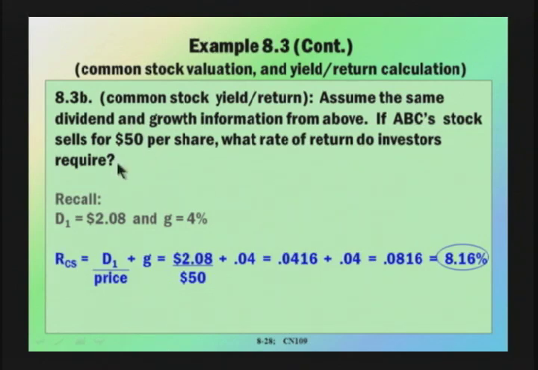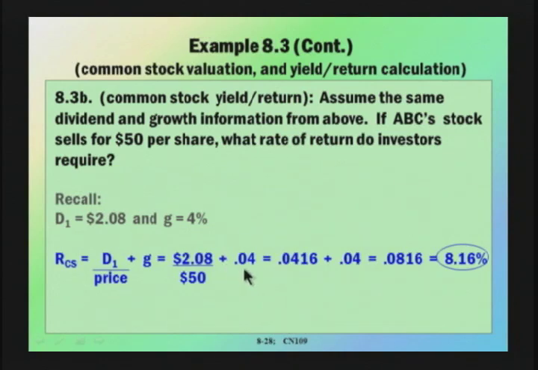So if I pay this $50 price for the stock today, my dividend yield will be the $2.08 D1 expressed as a percentage of the $50 price that I paid. So my dividend yield is 4.16%. Plus, I get share price appreciation of 4% per year. So my total return on the stock, if I pay the $50 price for the stock, will be 8.16%.